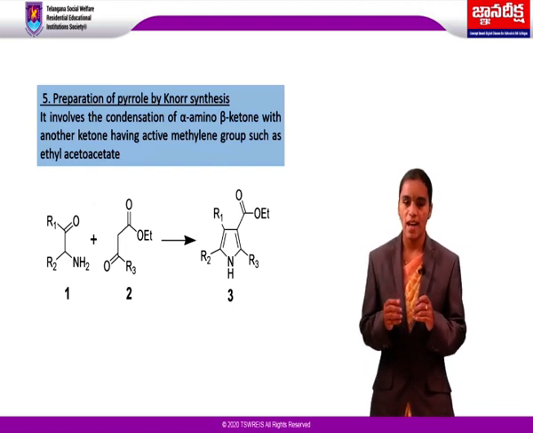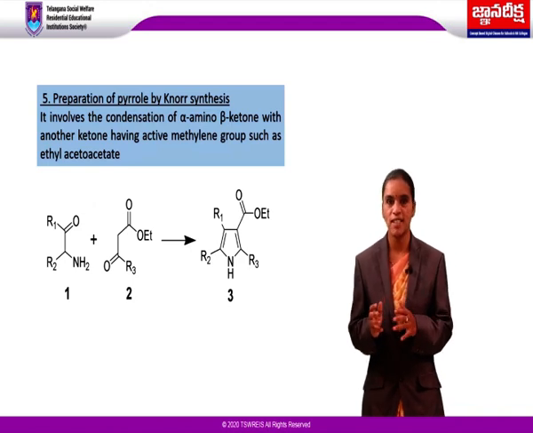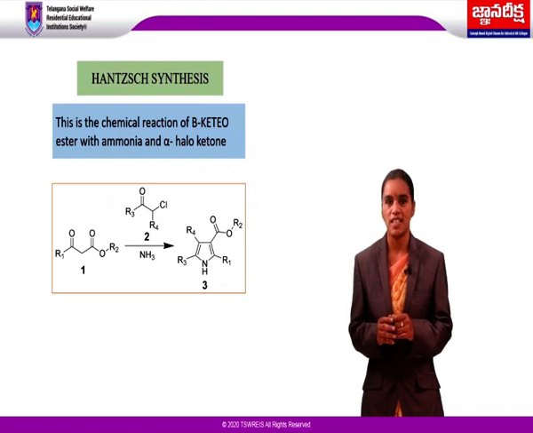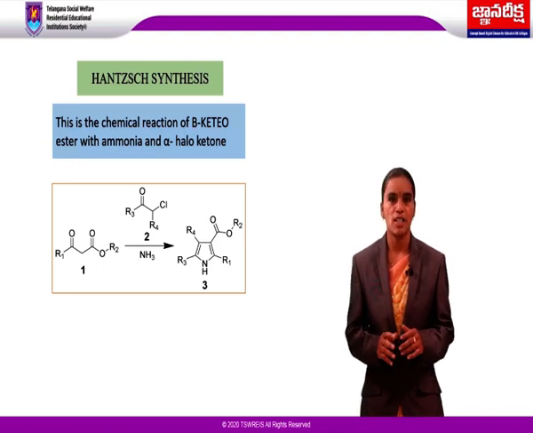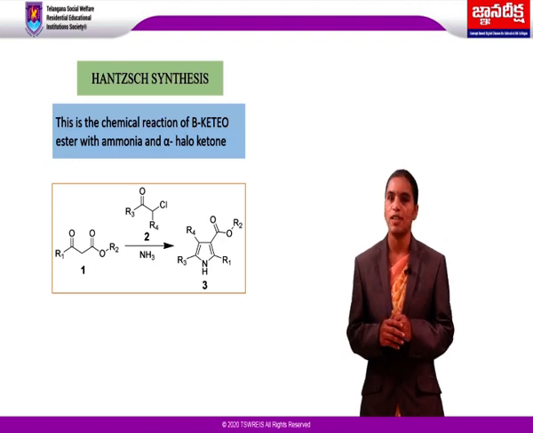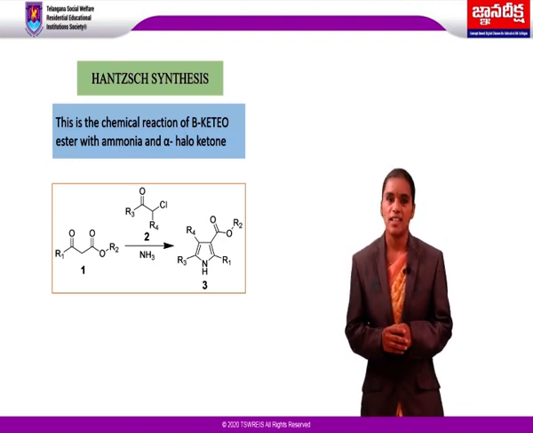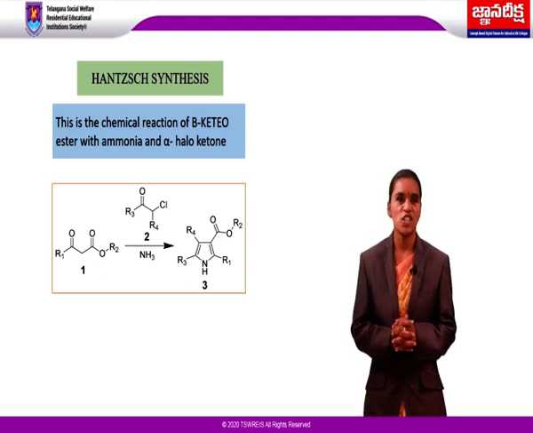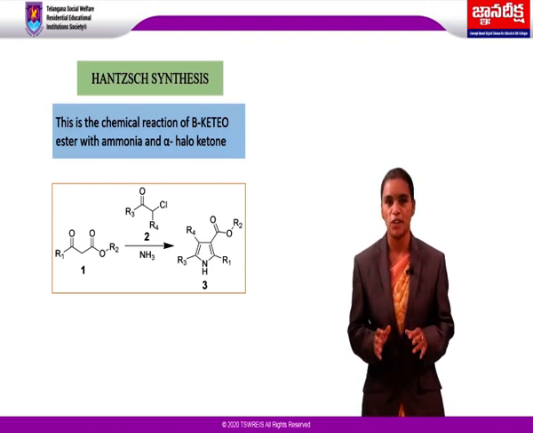The next one is Hantzsch pyrrole synthesis. This is the chemical reaction of a beta keto ester with ammonia and one more, an alpha halo ketone. This is also a condensation process, and addition of these 3 compounds will give a substituted pyrrole. These are the various preparation methods of pyrrole. I hope you understood the preparation methods of pyrrole.